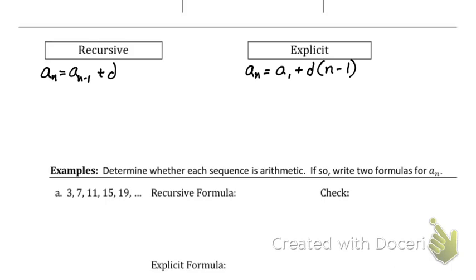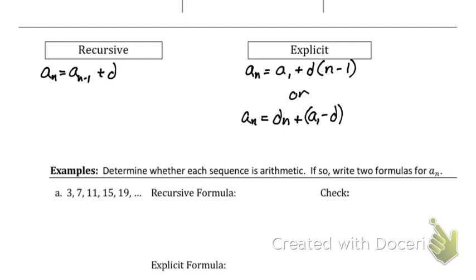It's kind of a clunky way to write it, so a lot of times we just distribute the d and we move our a sub 1, and we rewrite this as a sub n equals d times n plus a sub 1 minus d. But really that's just a simplified form, because I really just distributed this d. That's where I came up with my d times n. I distribute this d here and I get my negative d. That's where that came from.